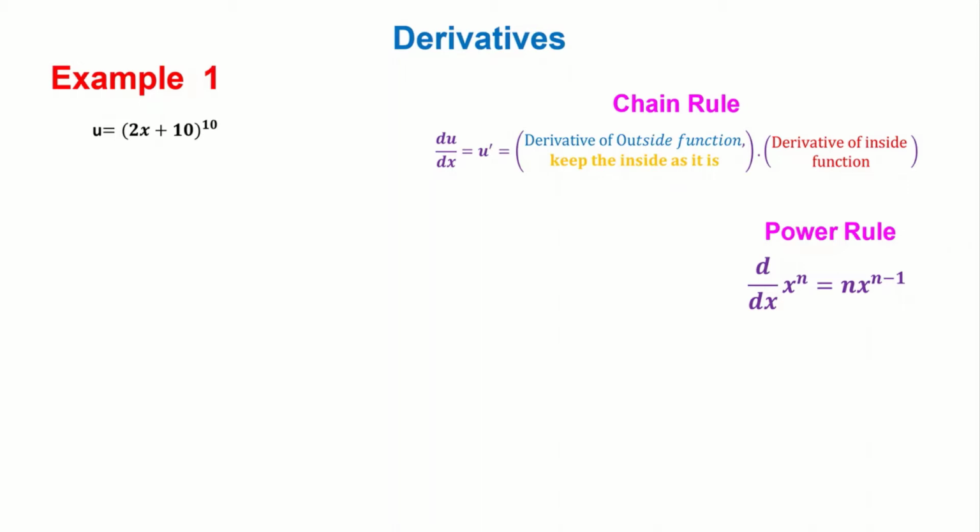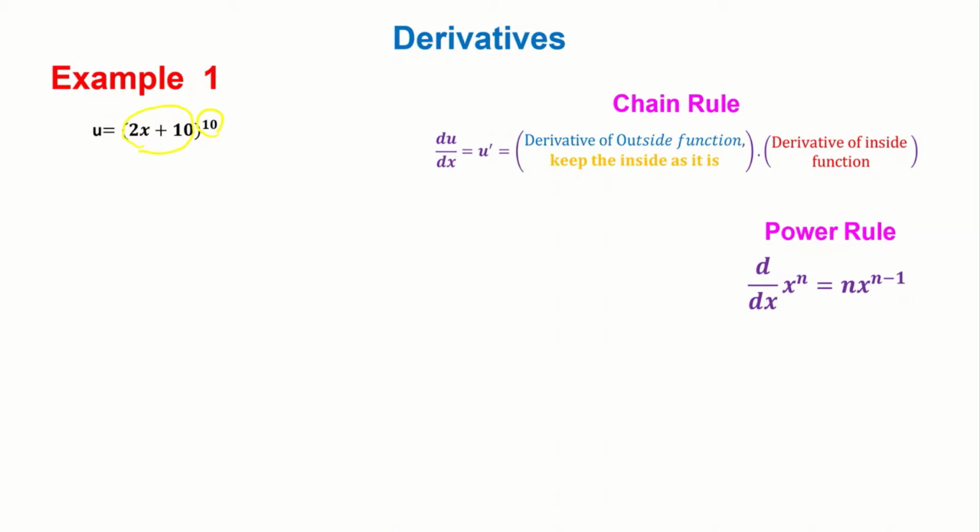Now let's look at the first example that we have here, which is 2x plus 10. This is going to be our inner function, in power of 10, which is basically the outer function. When we are talking about the chain rule, we are dealing with an inner and outer function, and the rule says to take the derivative of the outside function, which here is the power of 10, keep the inside as it is, and then multiply it with the derivative of the inside function.